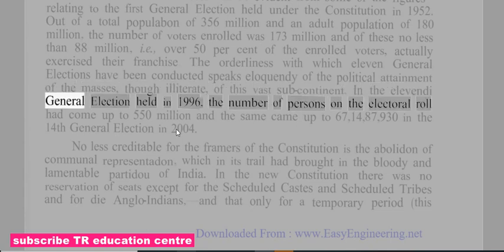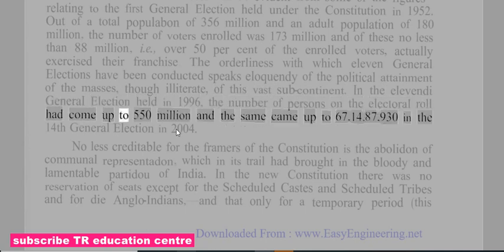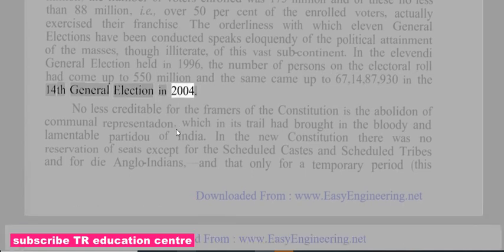In the 11th general election held in 1996, the number of persons on the electoral roll had come up to 590 million, and the same came up to 67 crores 14,87,930 in the 14th general election in 2004.